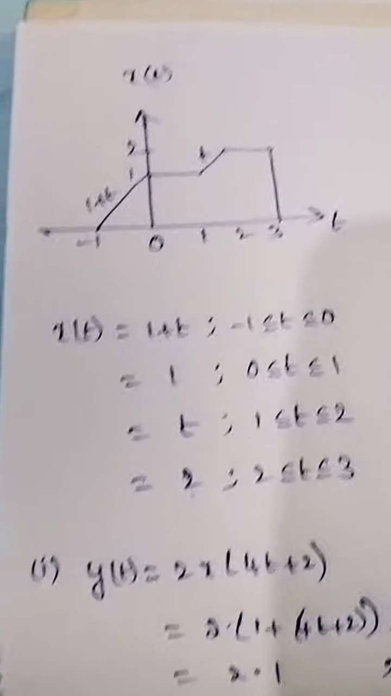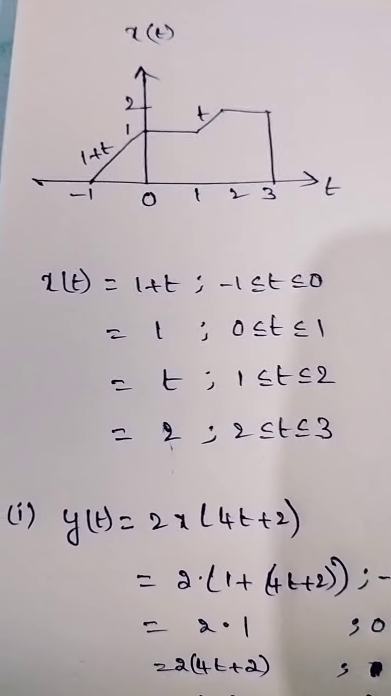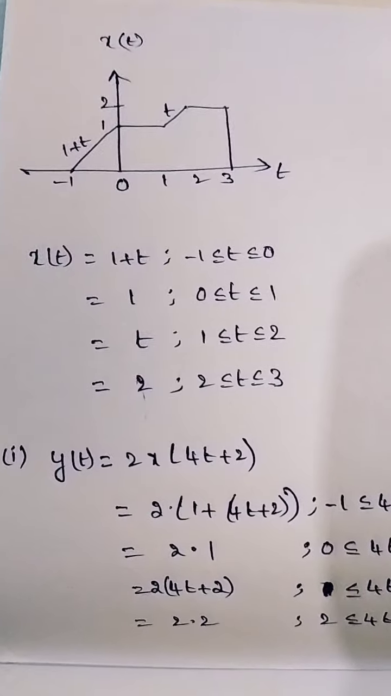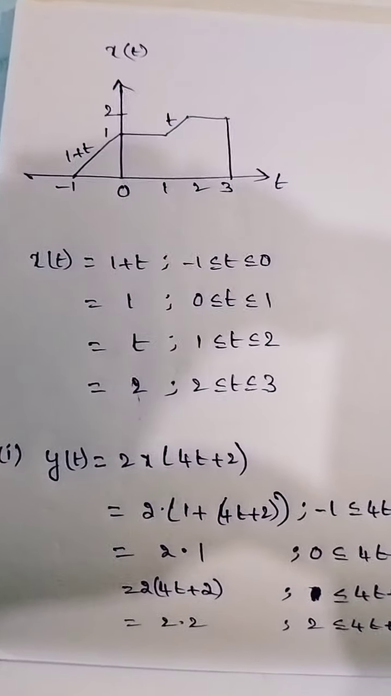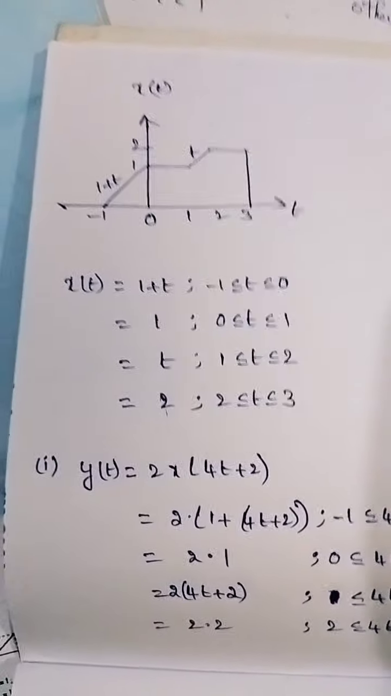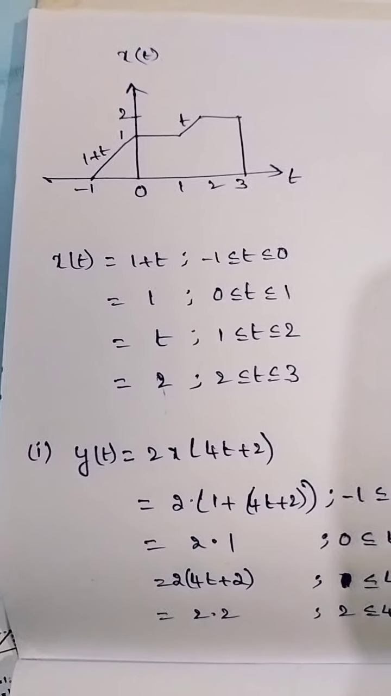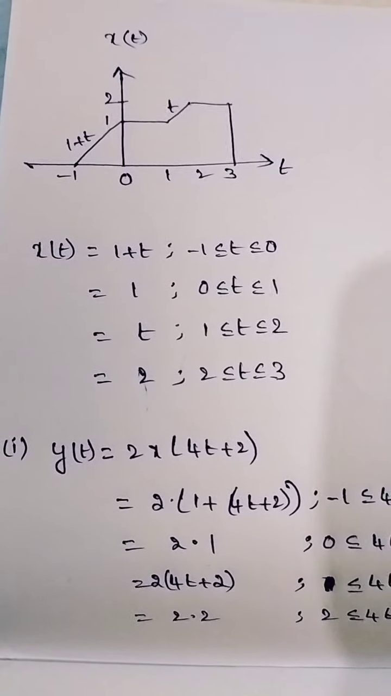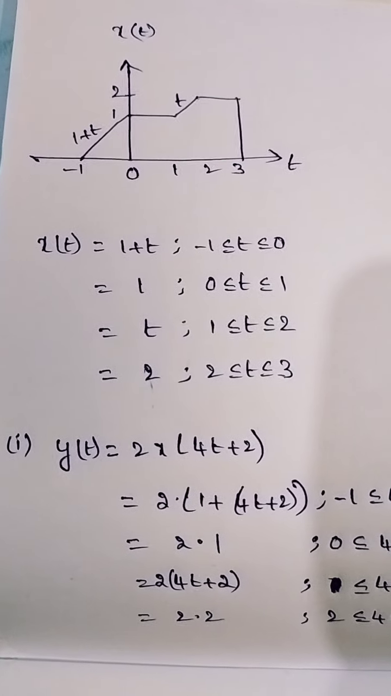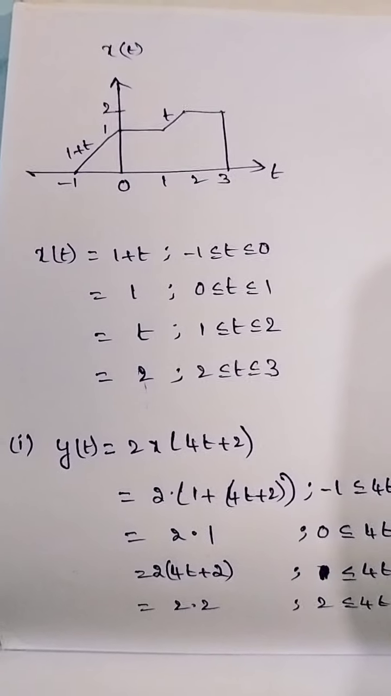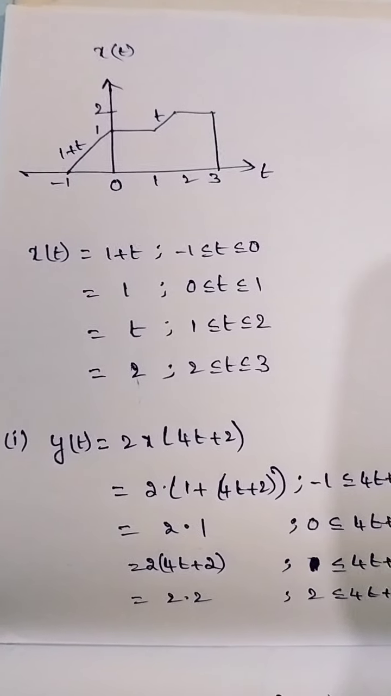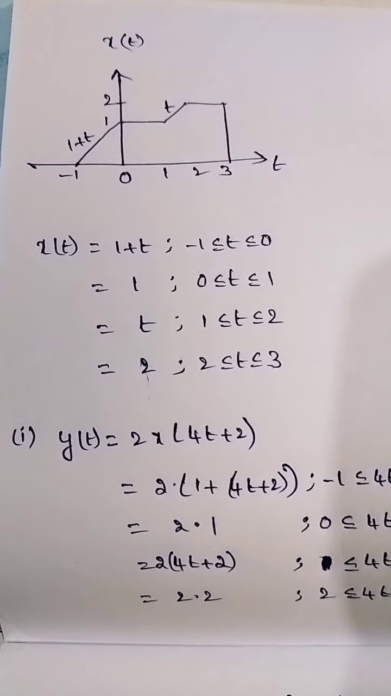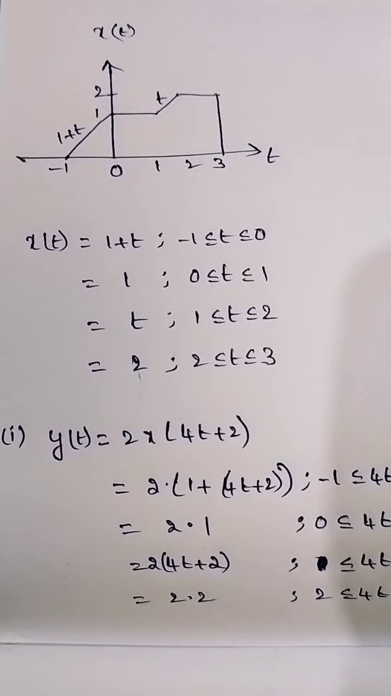x of t is this one. This is the graphical representation. For this, the mathematical representation of x of t is, here in between -1 to 0, it looks like a ramp. If you solve that ramp line equation, then we can get 1 plus t. Use the formula y minus y1 is equal to y2 minus y1 by x2 minus x1 into x minus x1, and then we can get the 1 plus t here.